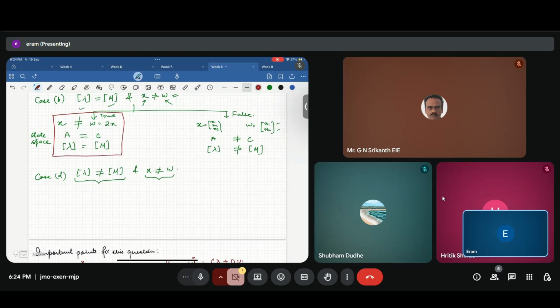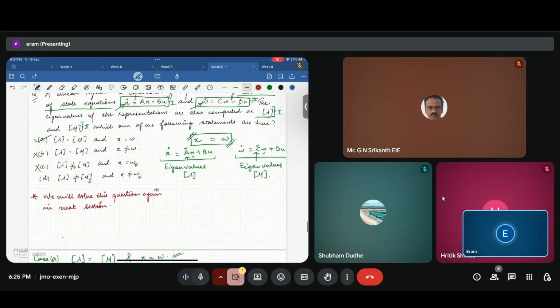We saw that the states were not equal to each other, but the state matrices were equal to each other, and hence the set of eigenvalues were also equal. So this option is also not correct, because even if the states are not equal, there exists a possibility that the eigenvalues will be equal to each other. Okay, so the only correct option is option A.